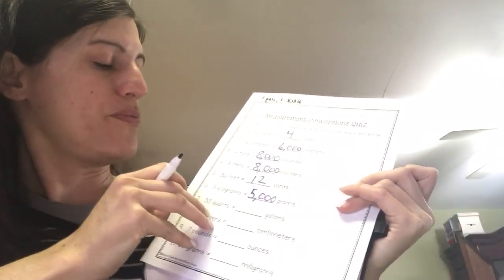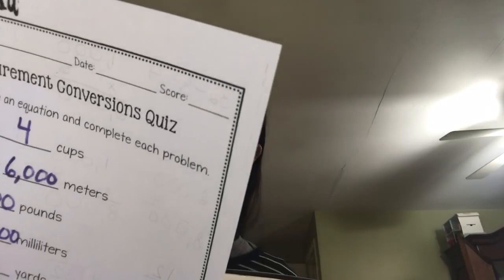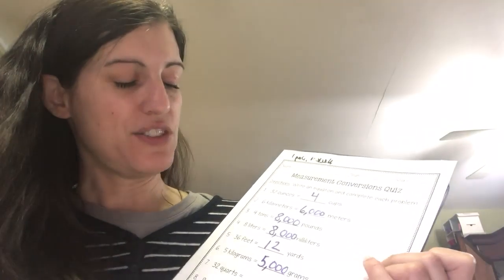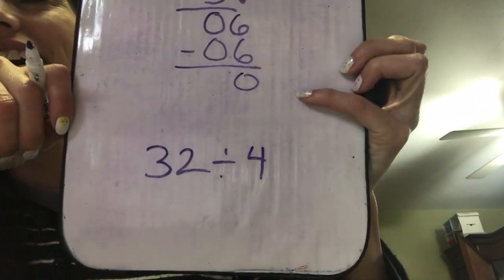So, quarts to gallons, we have to divide by 4. Okay? So, 32 divided by 4. Now that one's easy because, okay, let's look up here. We're just counting by 4s to 32. Get your hands ready. 4, 8, 12, 16, 20, 24, 28, 32. And it is 8. Good job.